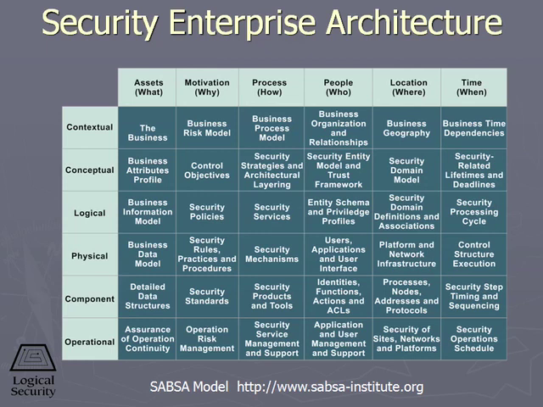This is one of the models that help us map through the implementation of enterprise security architecture. It looks at the who, what, where, when, why, and how we will implement security on information assets in a contextual manner, conceptual manner, logical, physical manner, at the component level, and at the operational level as well. So this is, again, a security model to help us implement and evaluate our enterprise security architecture.